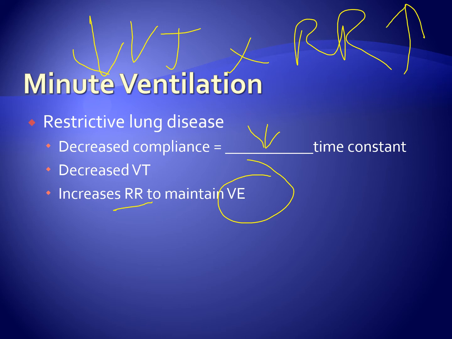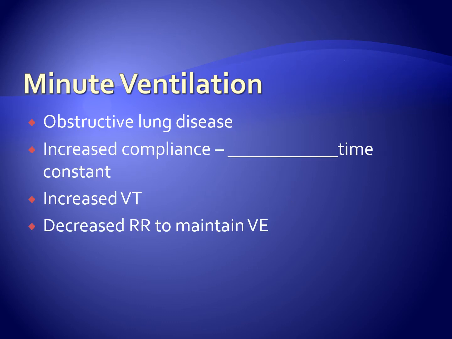So if you walk into a patient's room and you see them breathing really fast and really shallow, you know they have a restrictive lung issue going on. Something's restricting the lung from expanding, whether it's a severe pneumonia or a pleural effusion. Something's restricting their lungs from expanding, and that's why they're breathing so fast.